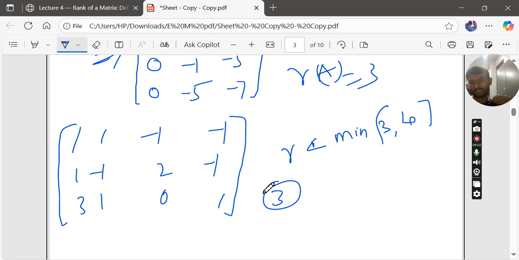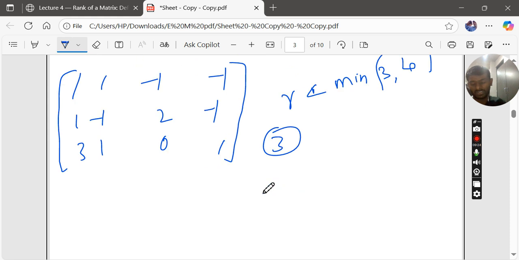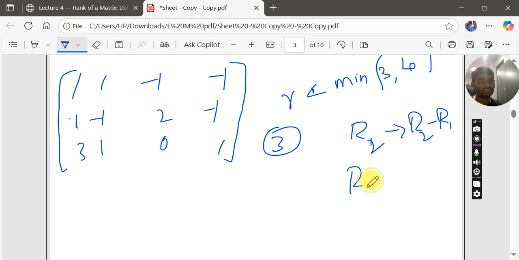Okay, so first we will apply some row operations here. So here you want to make 0, here you want to make 0. How will we do that? So R2 implies R2 minus R1, R3 implies R3 minus 3 times R1. Okay, so row 1 will be the same.